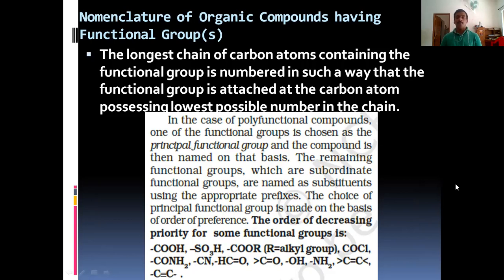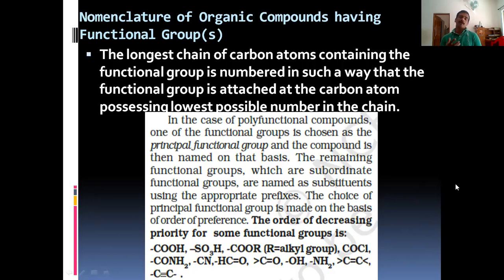Here also you have to select the longest chain of carbon atoms containing the functional group. When you select the longest chain, that should contain the functional group. That is important. And when you number the carbon atoms, it is numbered in such a way that the functional group carrying carbon atoms should get the minimum or the lowest possible number. That is a condition.